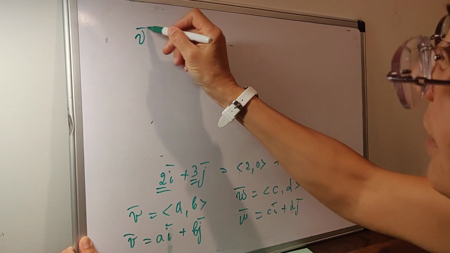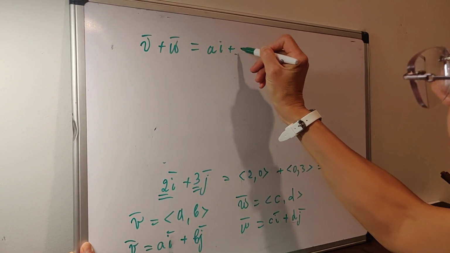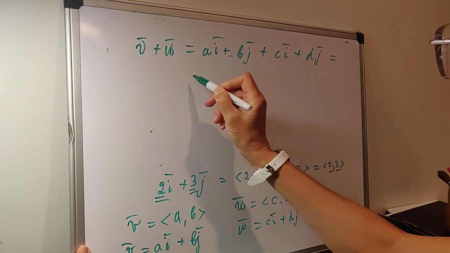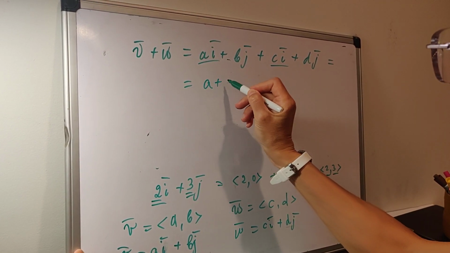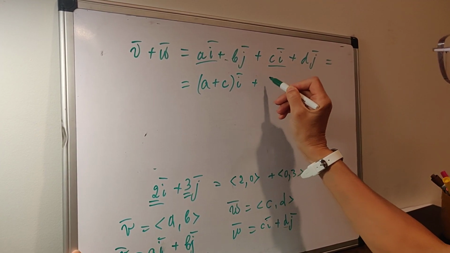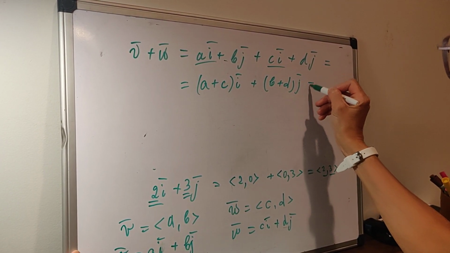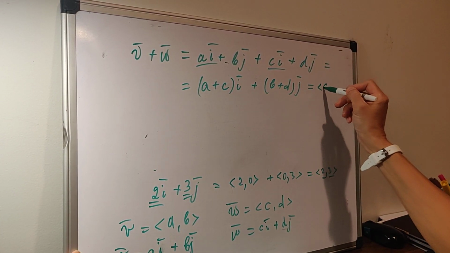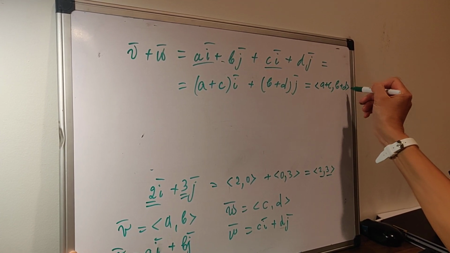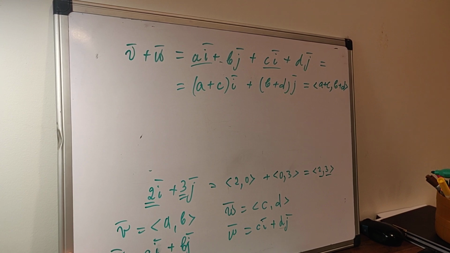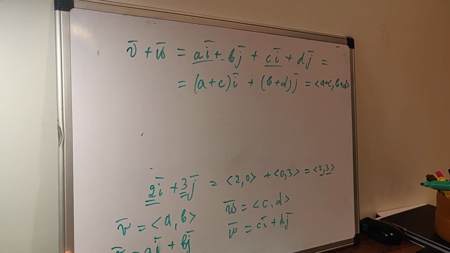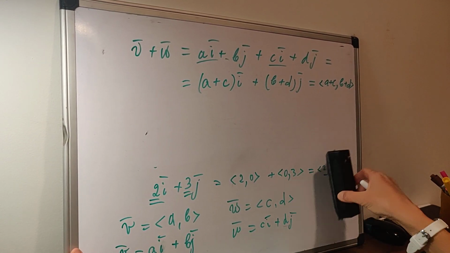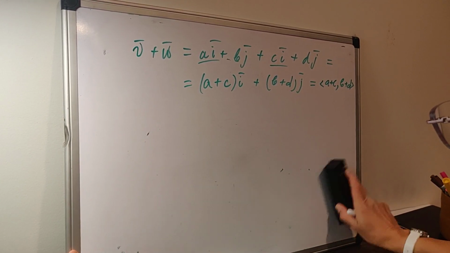So I'm going to write down V plus W equals AI plus BJ plus CI plus DJ. I'm going to combine vectors with I together: A plus C I plus B plus D J, and then I'm going to convert them into the form of brackets. So I have (A plus C, B plus D). So you see, we just got an easy way to add two vectors. You just need to add the coordinates, or components, of the vectors, x components together and y components together, and you're going to get the sum of two vectors.